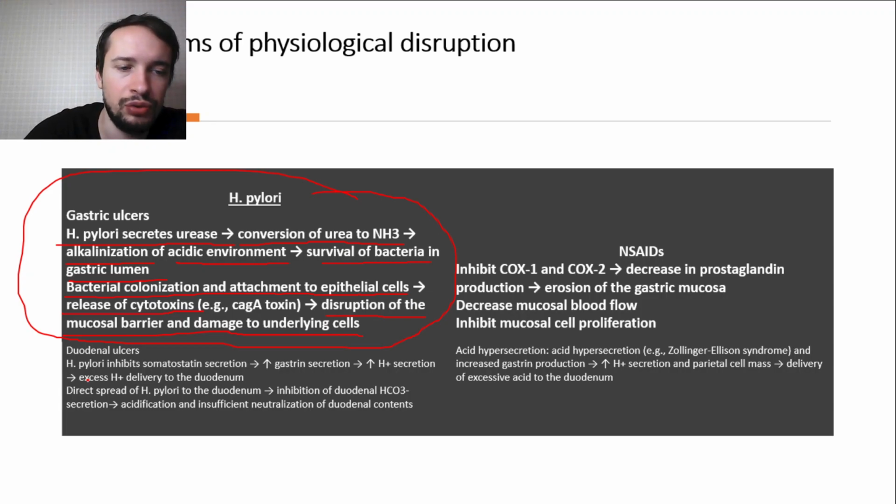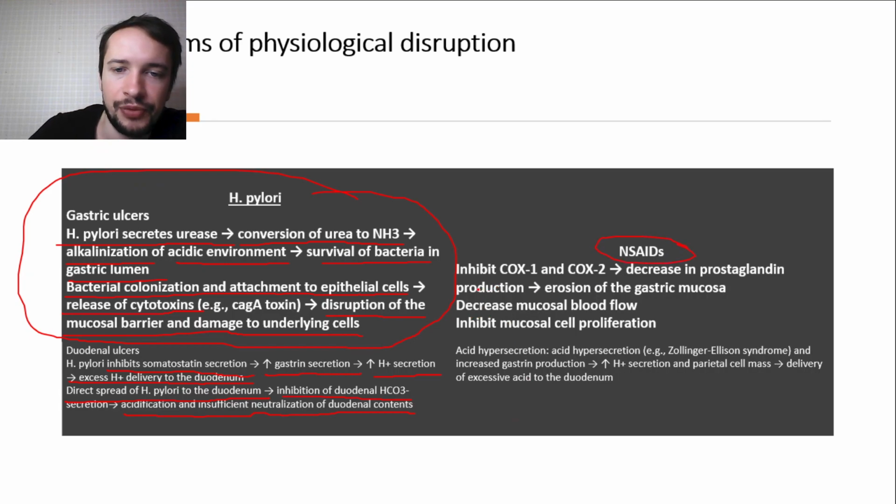If we talk about duodenal ulcers: inhibition of somatostatin secretion, increased gastrin secretion, increased H plus secretion, excess H plus delivery to the duodenum, direct spread of Helicobacter to the duodenum, inhibition of duodenal bicarbonate secretion, acidification, and insufficient neutralization of duodenal contents. That is the mechanism of Helicobacter in duodenal ulcers.